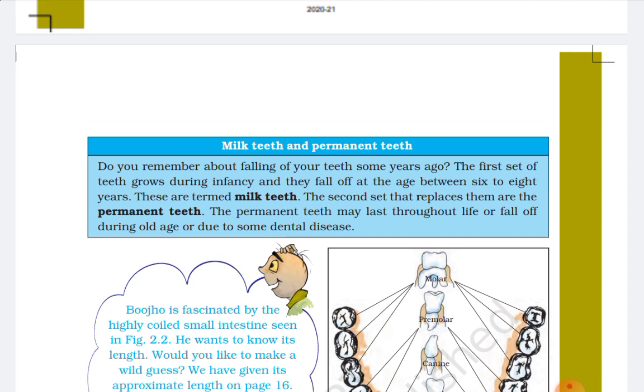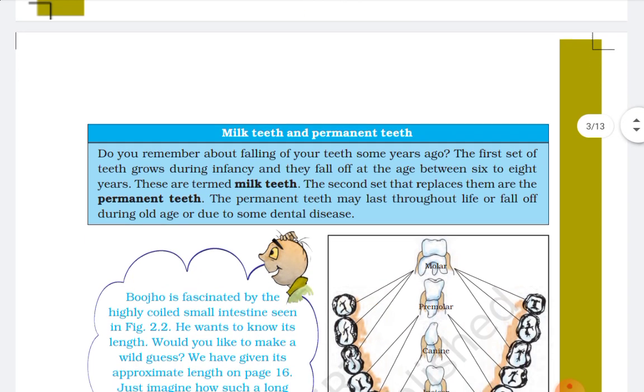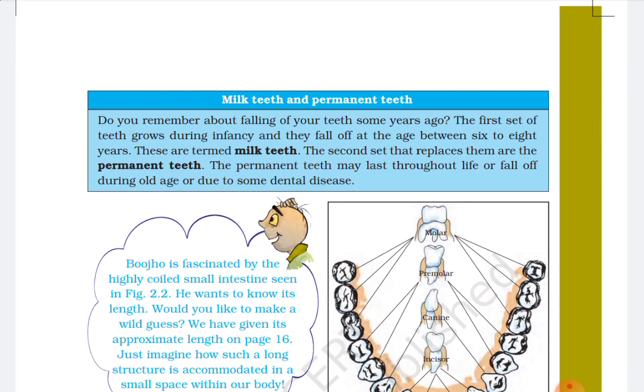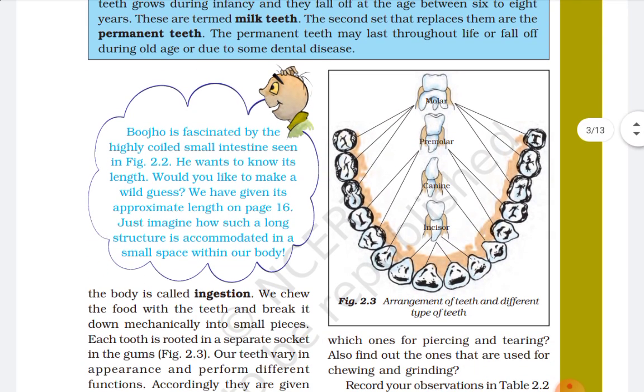Do you remember your teeth falling off some years ago? The first set of teeth grows during infancy. Infancy means when we are babies, and they fall off at the age between 6 to 8 years. These are termed milk teeth. The second set that replaces them are the permanent teeth. The permanent teeth may last throughout life or fall off during old age or due to some dental disease.